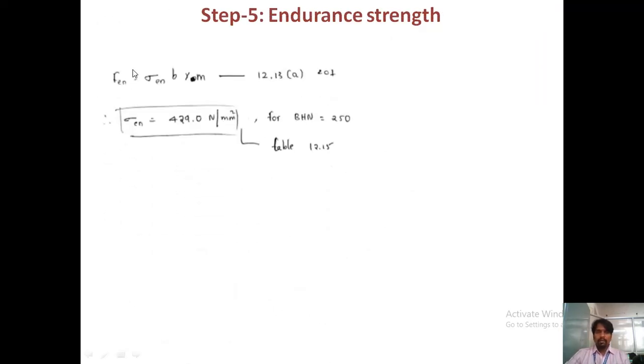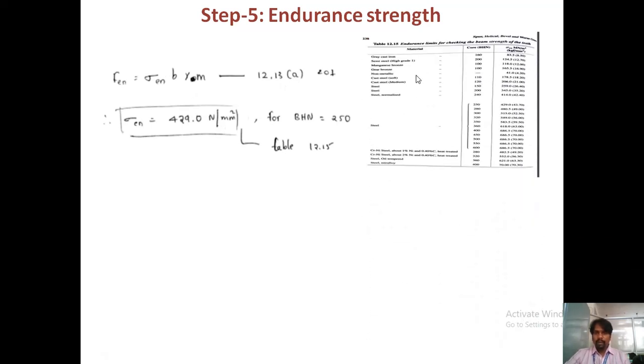To calculate the endurance strength, the endurance load is given by sigma endurance B by M. We know B is K times M, and we know the Lewis form factor and also the module. The only thing is we need to take sigma endurance from the table, table 12.5. We are taking this for the pinion, because design is based on the pinion, which is the weaker member. The pinion is made of steel, and the BHN for the steel is 250, which is given in the problem. So for steel 250, sigma endurance is 429.0 Newton per mm square from this table.